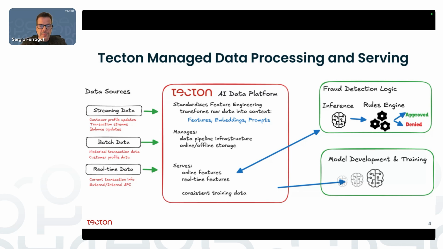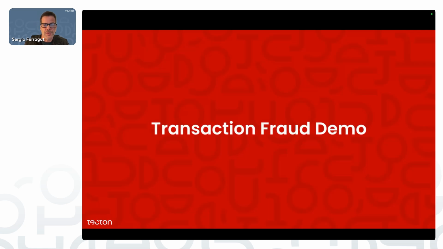So with Tecton, things look a little different, right? The data scientist can use a standardized feature engineering language to process streaming, batch, and real-time data to calculate their features and test them from a notebook environment. And then Tecton manages everything else. It manages the data pipeline infrastructure. It keeps the online and offline stores in sync and consistent. And it provides serving of online features for the fraud detection logic, including real-time feature calculations, and provides that consistent training data for model development and model retraining.